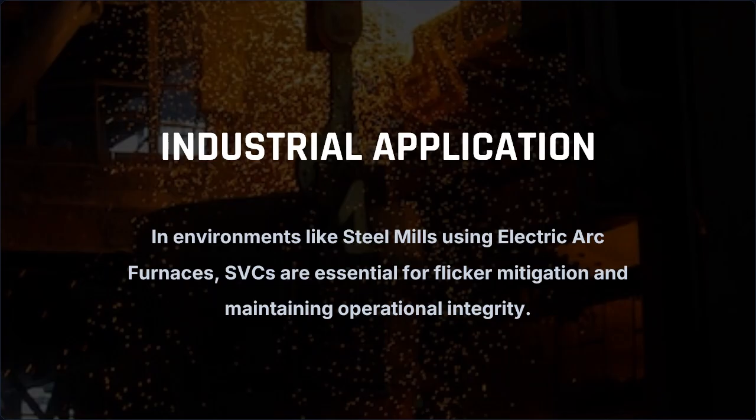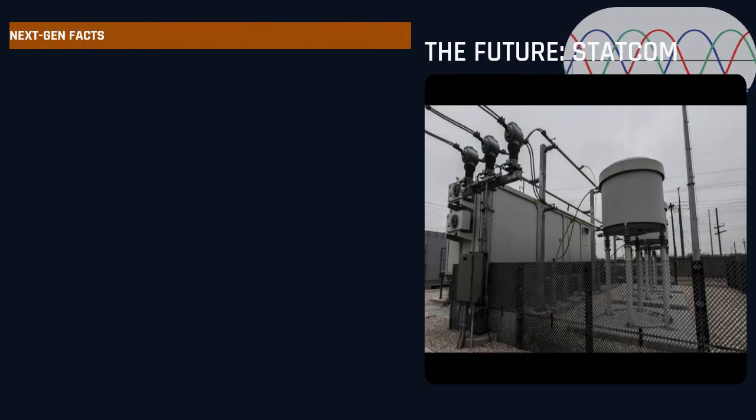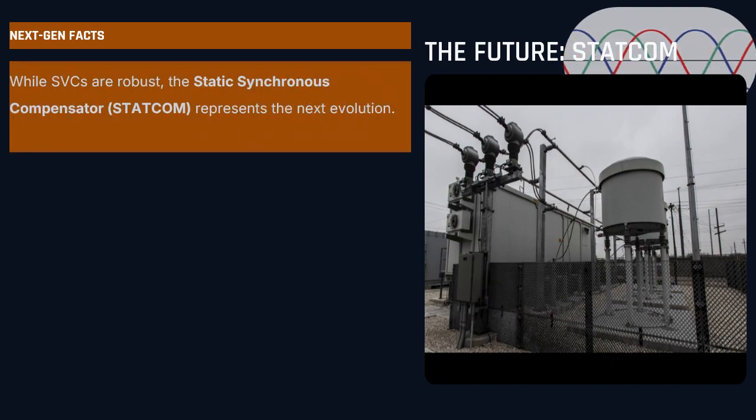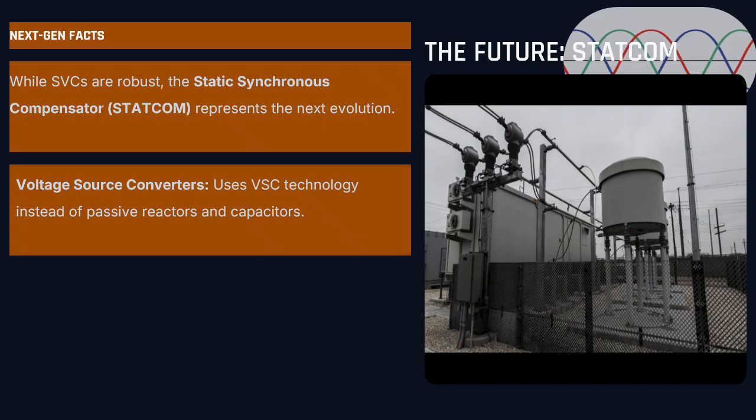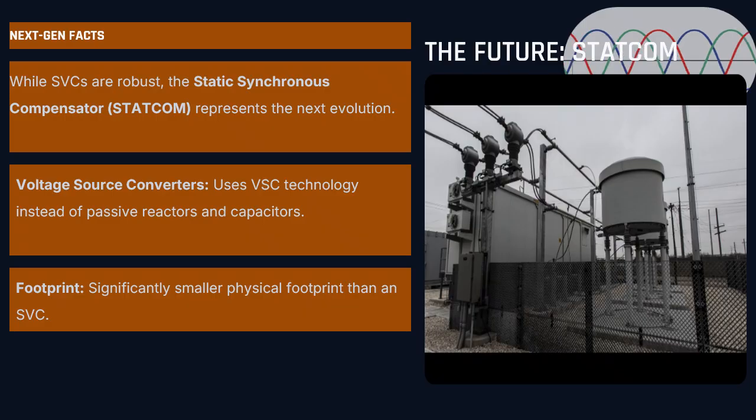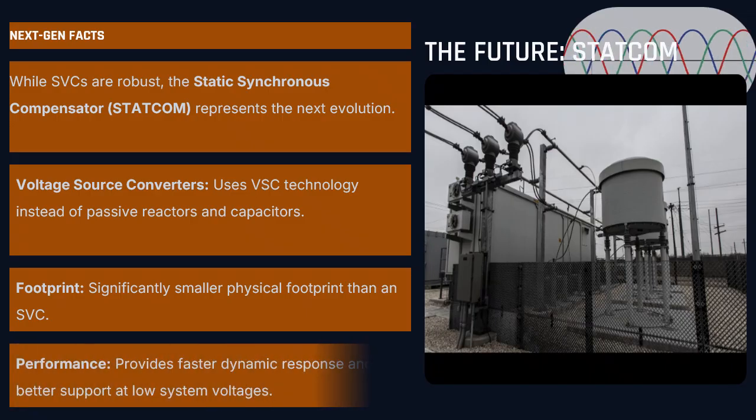The future, STATCOM. While SVCs are robust and widely deployed, the technology continues to evolve. The next generation of dynamic compensation is the STATCOM, or Static Synchronous Compensator. STATCOMs utilize voltage source converter (VSC) technology. This gives them a significantly smaller footprint, much faster dynamic response, and the ability to maintain strong reactive support even when the system voltage is severely depressed. STATCOMs represent the cutting edge in high-performance grid stabilization.